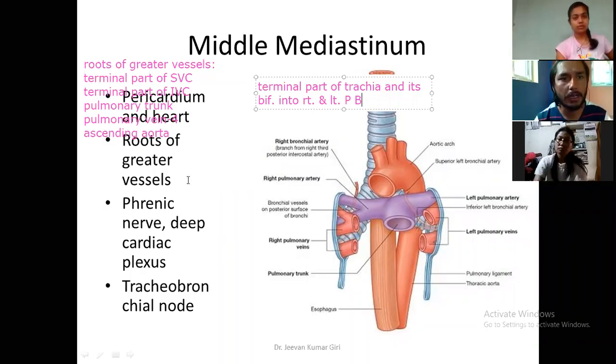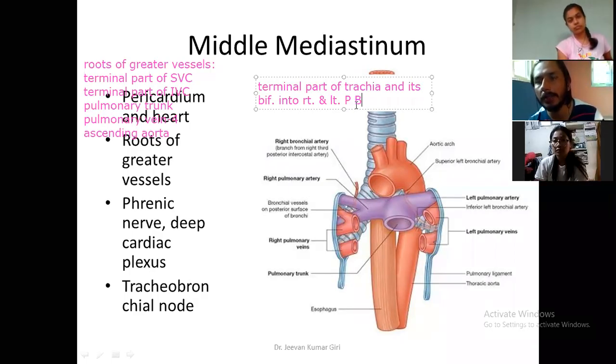Now, other structures you will see: musculophrenic vessels also you will see here. One more structure you add in the vessels, musculophrenic vessels. But it is not root of greater vessels, okay? Musculophrenic vessels or artery, you write. These are the contents in the middle mediastinum.